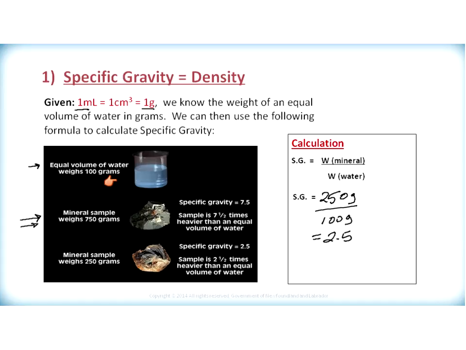of water. And for the first sample, which had a specific gravity of 7.5, that means that the sample is 7.5 times heavier than the equal volume of water. And this can be seen here to the right of the diagram.